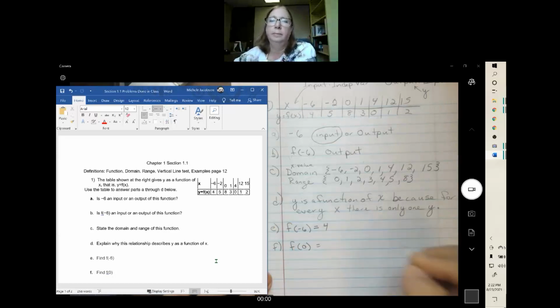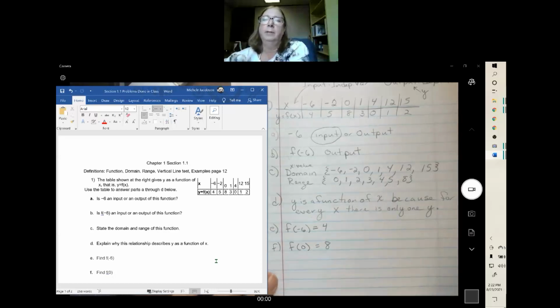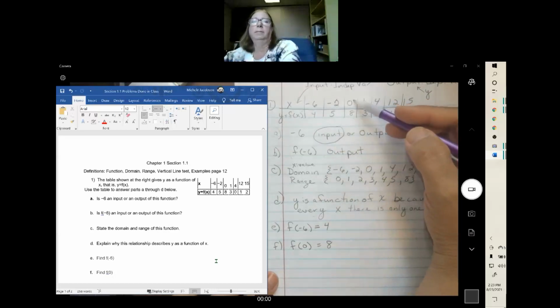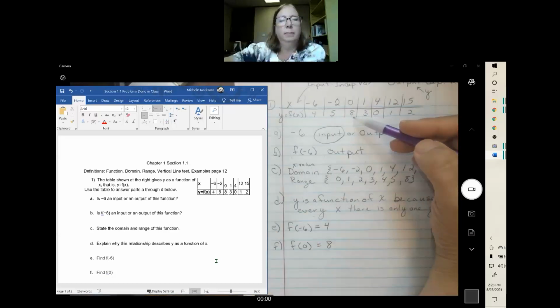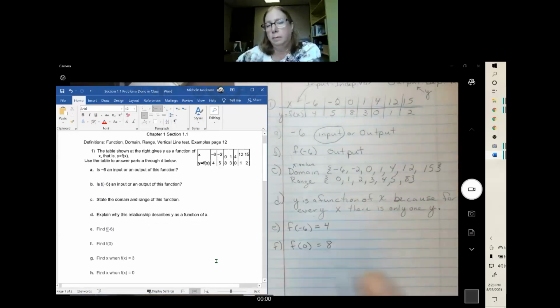So what is f of 0? Anyone? Yep. 8, exactly. Because when we're looking at x is 0, the function is 8. Any questions on that one?